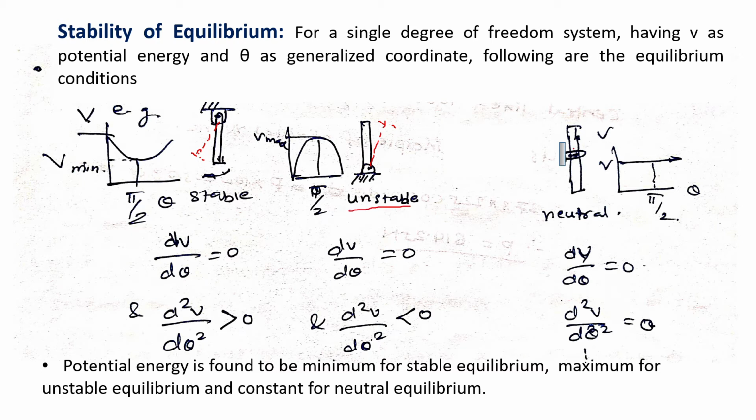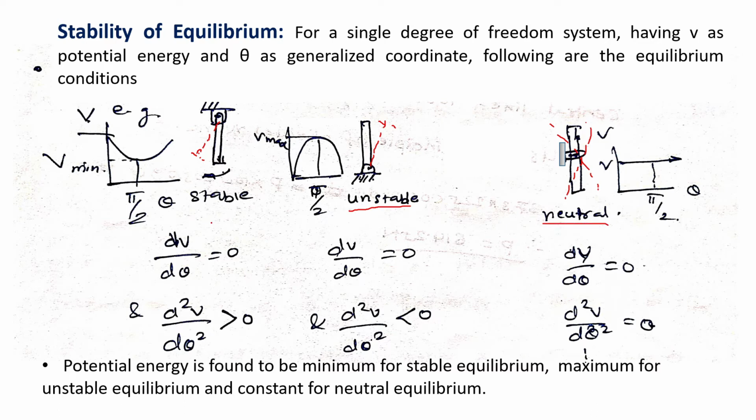Similarly, when we provide the support in the middle, the displacement may be like this in the angular way, or it may be like this. So that is the neutral condition, where it will remain in this vertical position because the support is in the middle. So this is the neutral equilibrium condition.